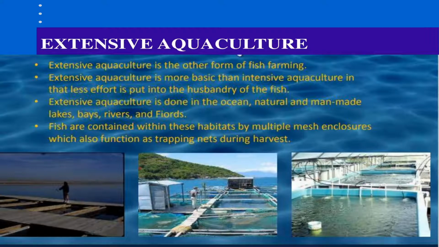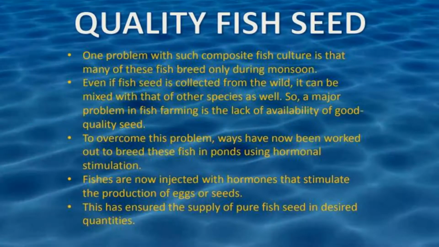See here, in the intensive type, artificial food or commercial food is provided. In this extensive type, natural resources are used, in which cages or nets are built, with mesh enclosures in which the fishes are cultured, and the food available here is the natural resource. So this is the difference between intensive and extensive aquaculture.